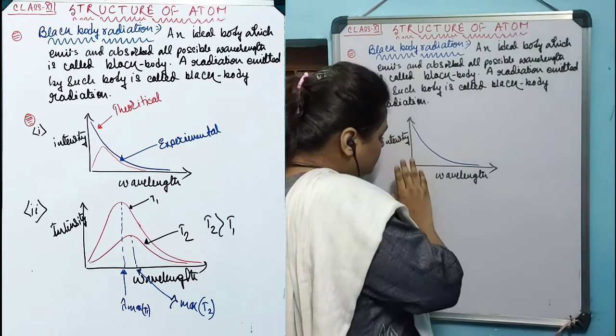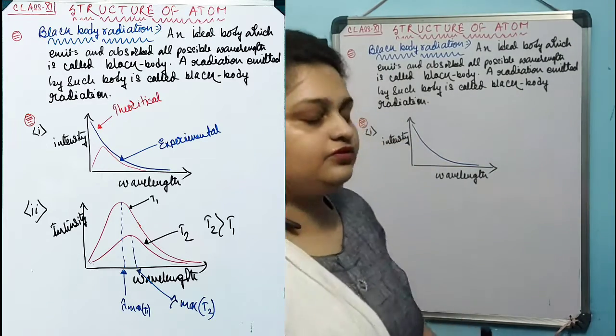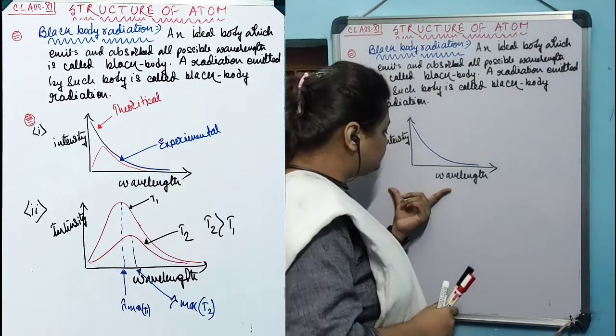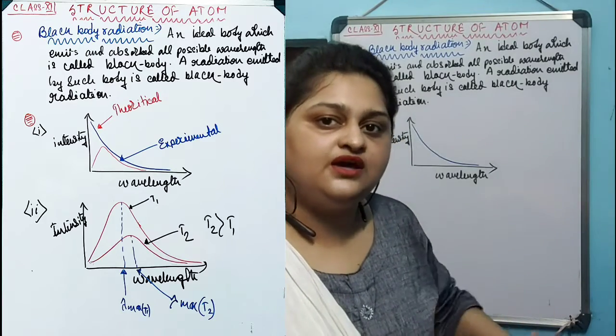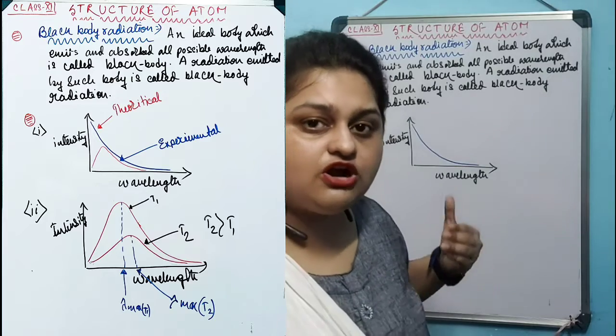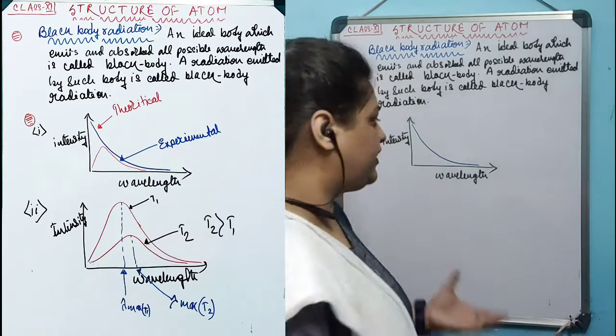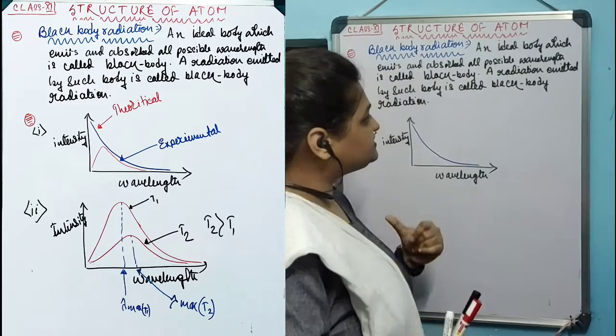But for radiation with minimum wavelength, the intensity was found to be extremely high according to this theory.